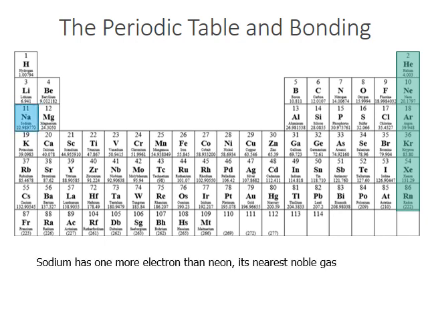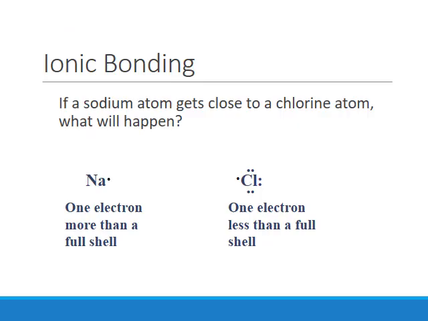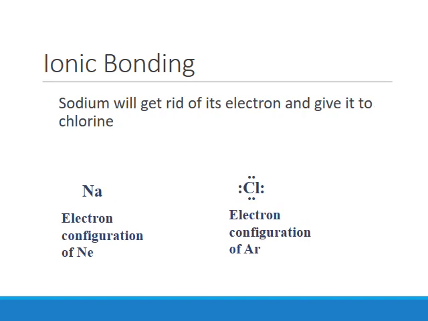We see sodium has 1 more electron than neon. Sodium has 11, neon has 10. Chlorine has 1 fewer electron than argon, its nearest noble gas. So if sodium approaches a chlorine atom, what we will see, sodium having 1 more electron than a full shell, it will transfer that electron to chlorine that starts with 1 electron less than a full shell. After this transfer occurs, both atoms have noble gas electron configuration.